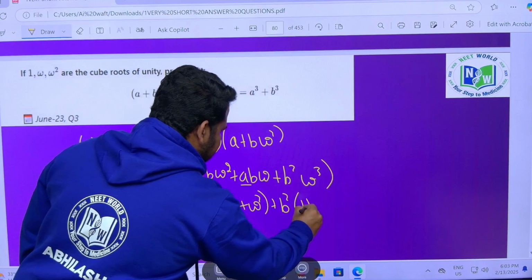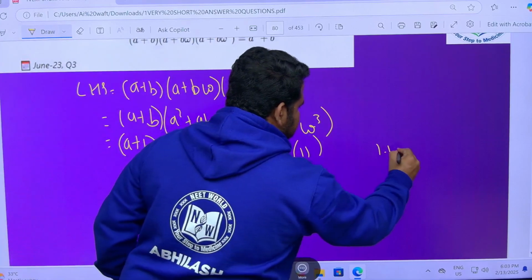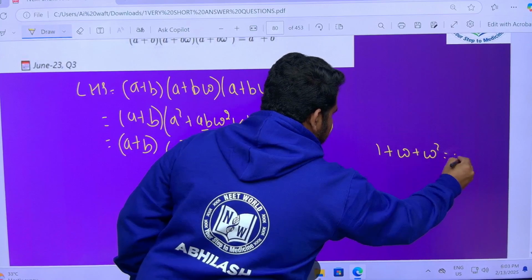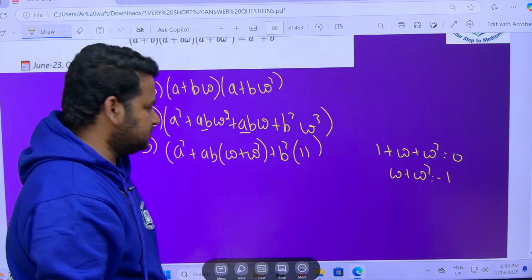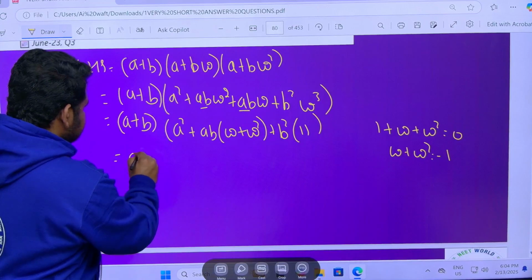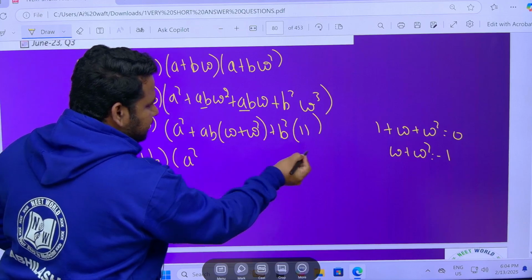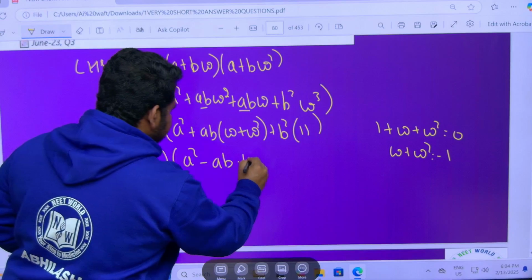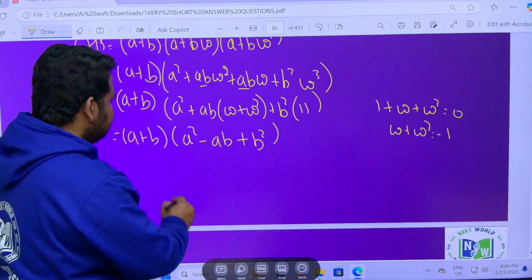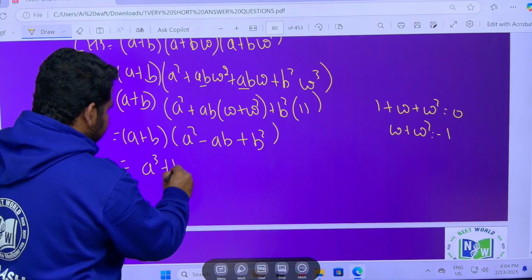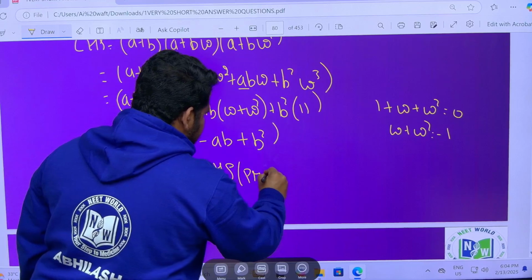Omega cube is nothing but equal to 1. So this will be omega plus omega square. We know that 1 plus omega plus omega square is equal to 0. Therefore omega plus omega square will be equal to minus 1, friends. So this will become A plus B into A square minus AB plus B square. From the formula we know that A plus B into A square minus AB plus B square is equal to A cube plus B cube, that is equal to RHS. Hence proved.